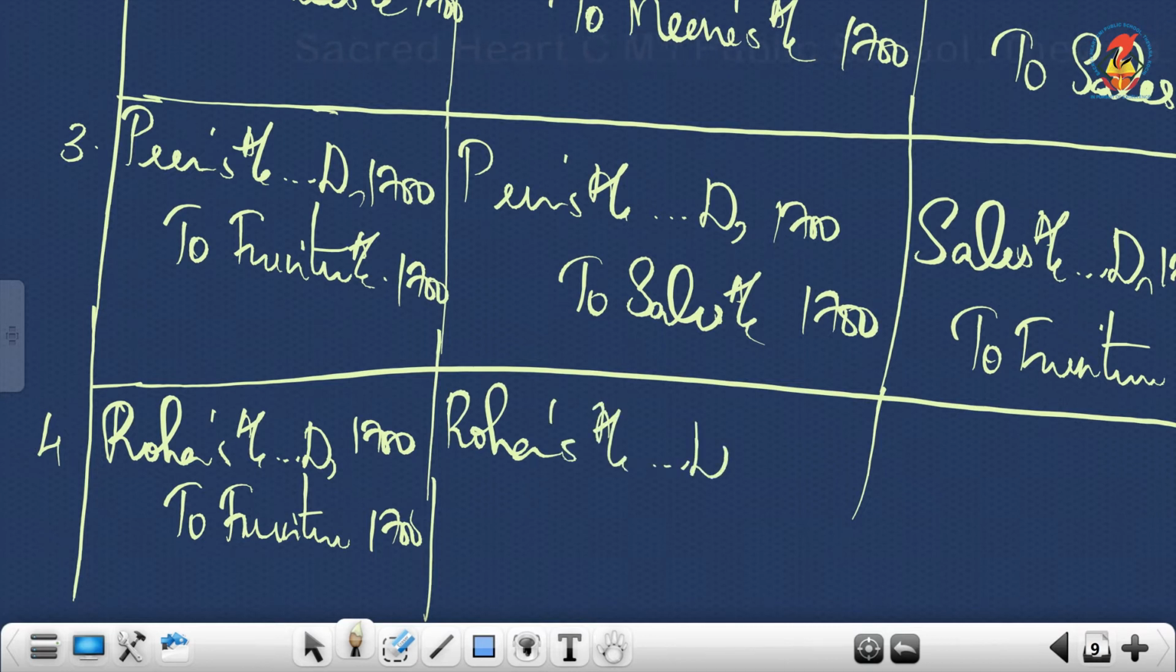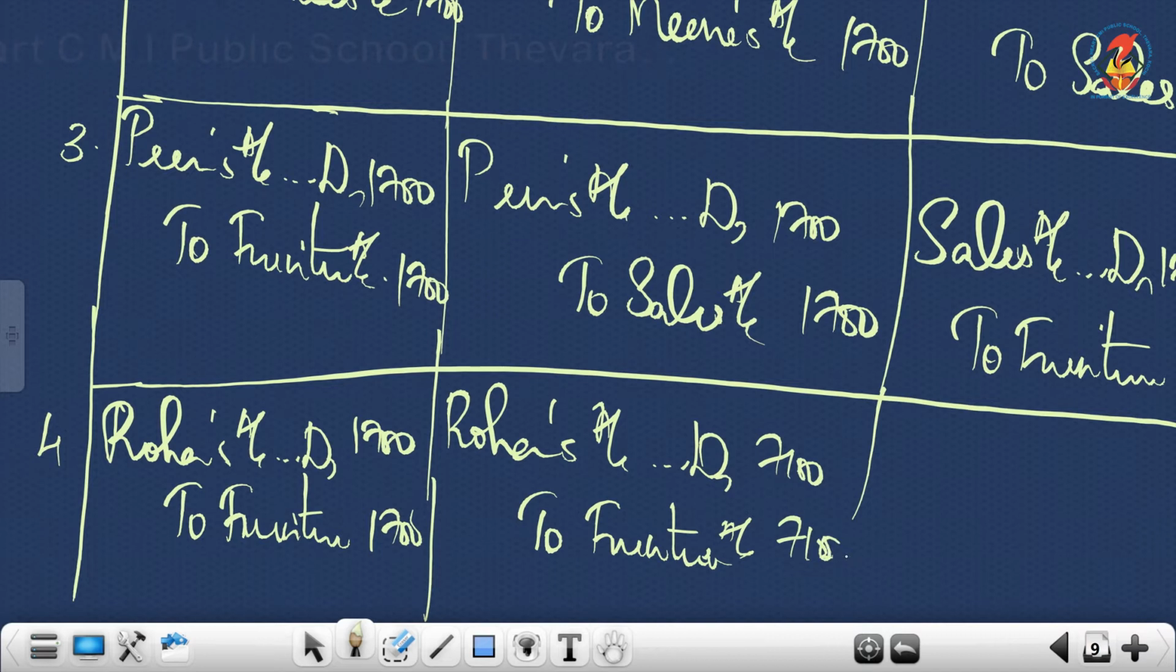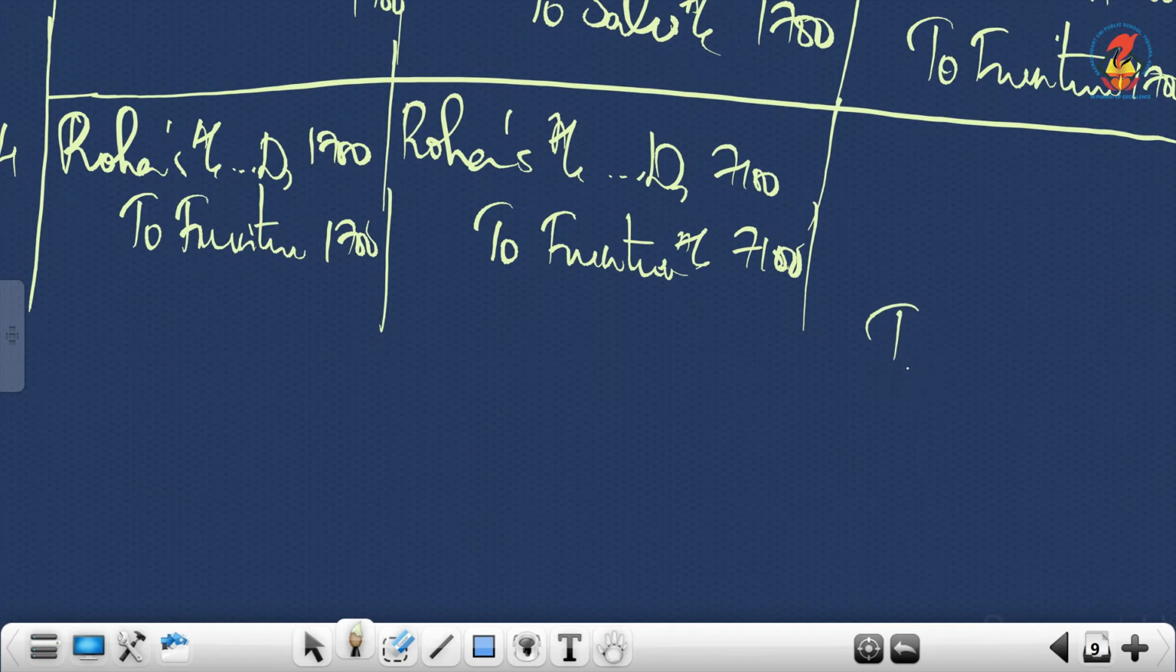So Rohan's account debtor to furniture account, the amount is 7100. Now look into this account. Rohan's account to be debited with 1700. We debited with an excess amount. So what should we do? Cancel that excess debit. So we will write to Rohan's account, the excess amount 5400 we cancelled.